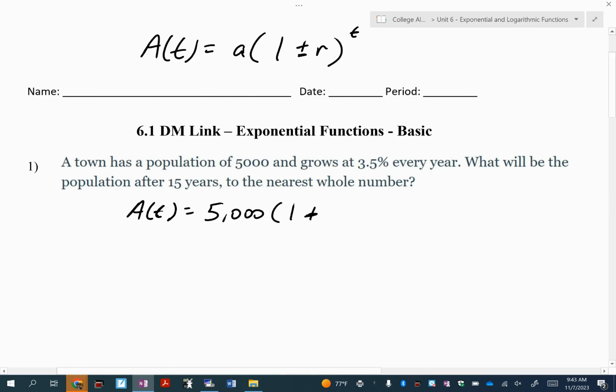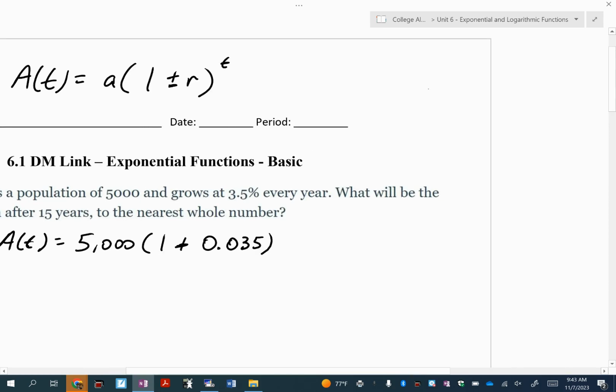Can you guys tell me what 3.5% is as a decimal? Remember, you've got to move it over 2 places. Do I need to show that? Okay, just in case. I'm going to move it over 2 places. So 1, 2. So it's 0.035. You guys see that? That's how you find the decimal.